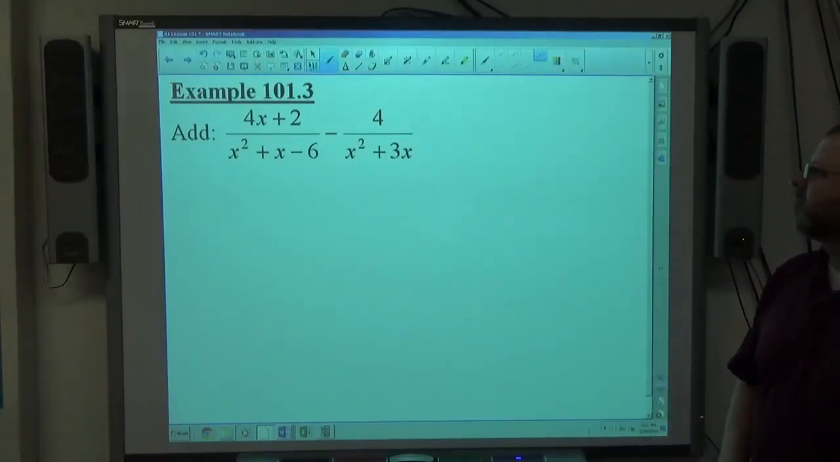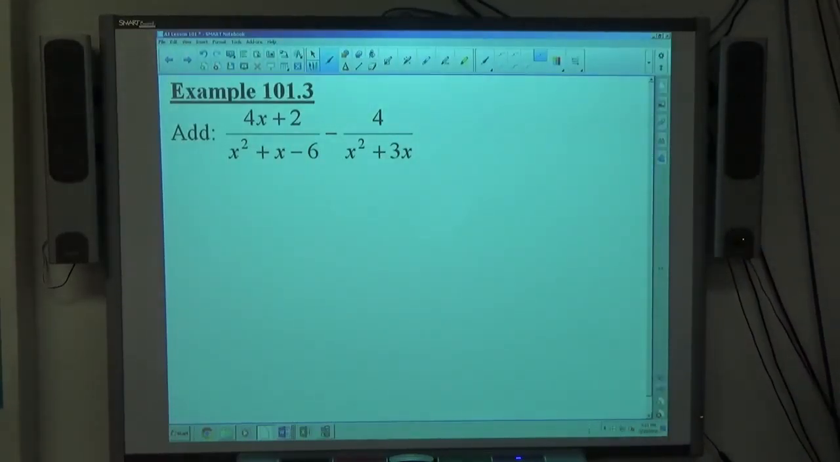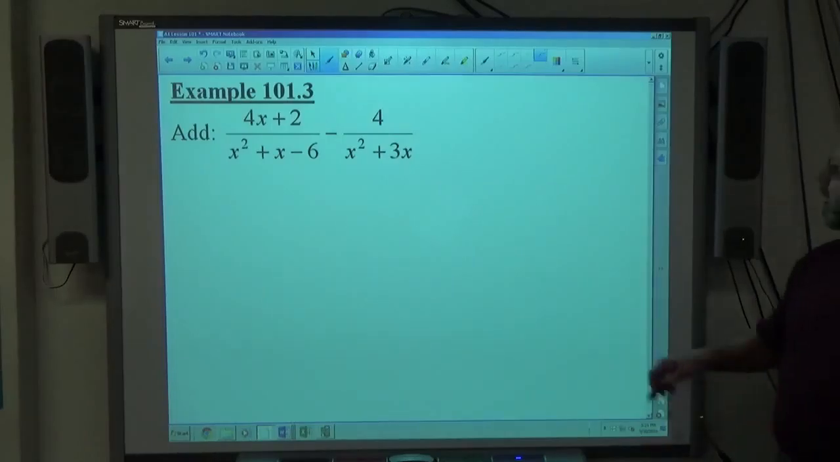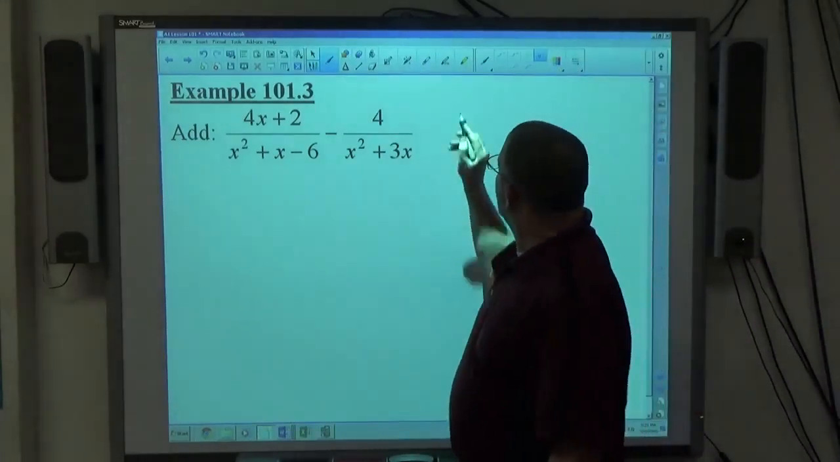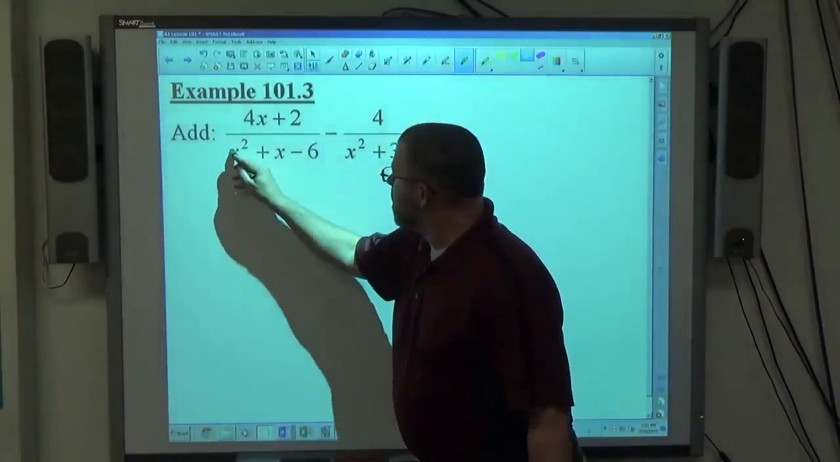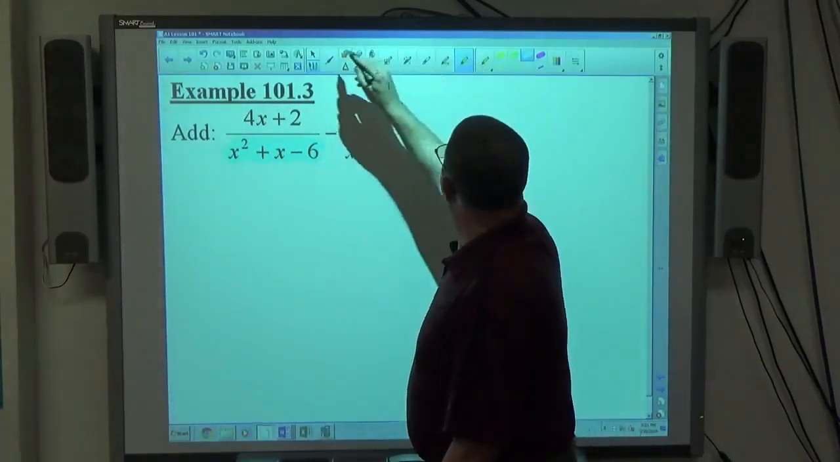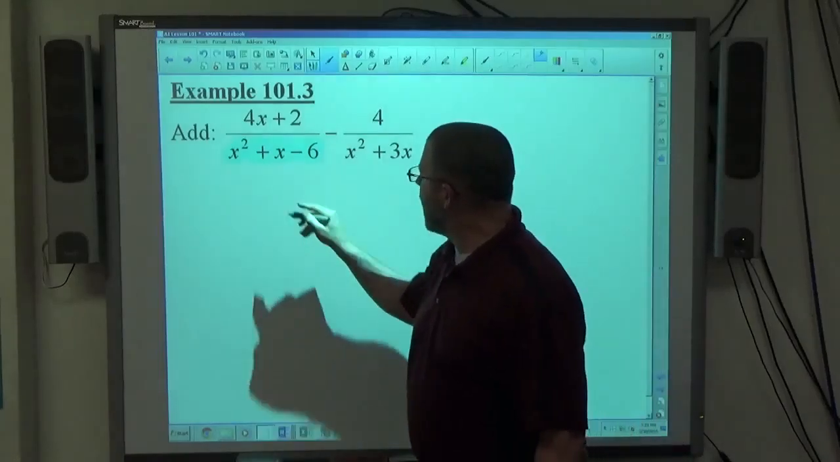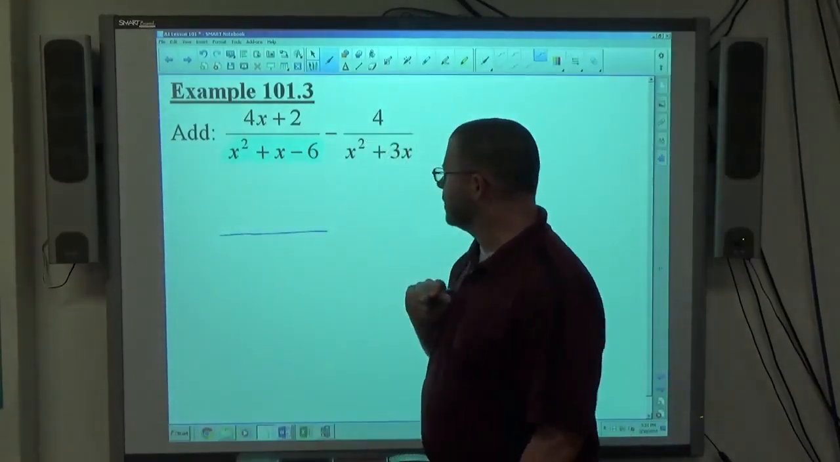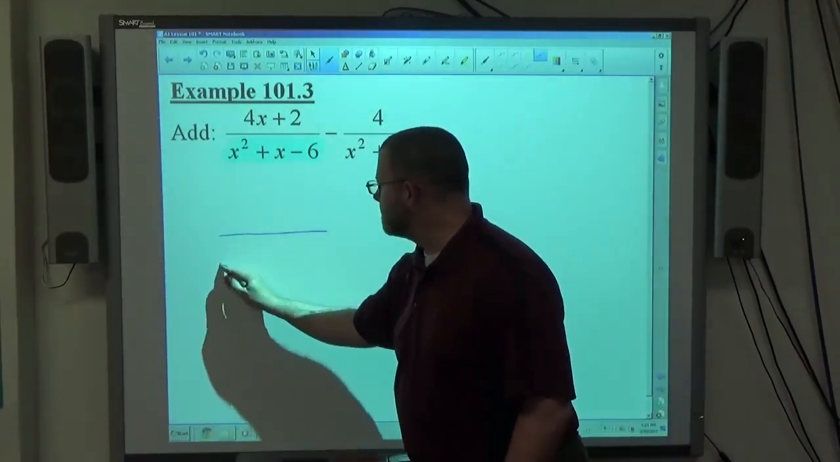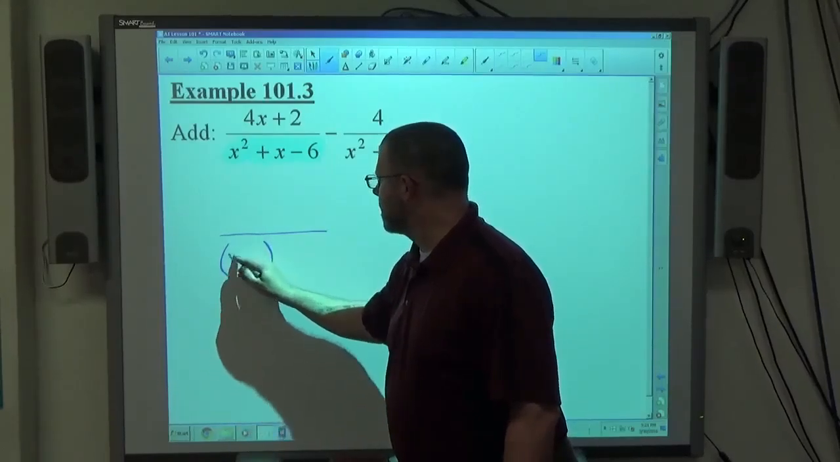Example 3: 4x plus 2 over x squared plus x minus 6, minus 4 over x squared plus 3x. So, we have a trinomial. Let's go with Preston. Factor x squared plus x minus 6 for me. It'd be x plus 1, x minus 6. Let's try that.